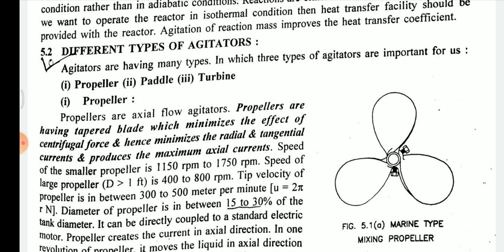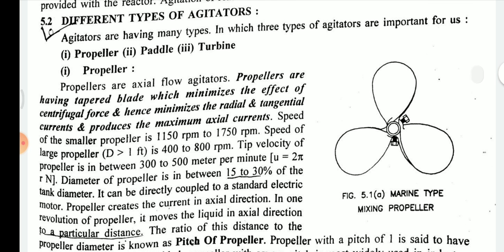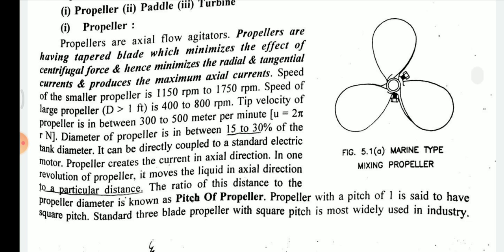So the next point is different types of agitators. Agitators have many types, of which mainly three are important: propellers, paddles and turbines. First, propellers. As in Figure 5.1, it is a marine type mixing propeller, which is used in marine vessels and submarines.